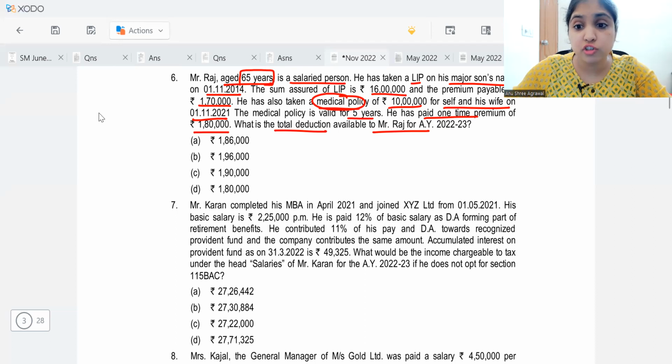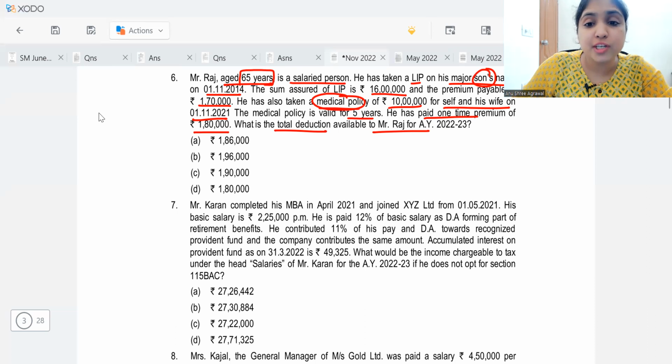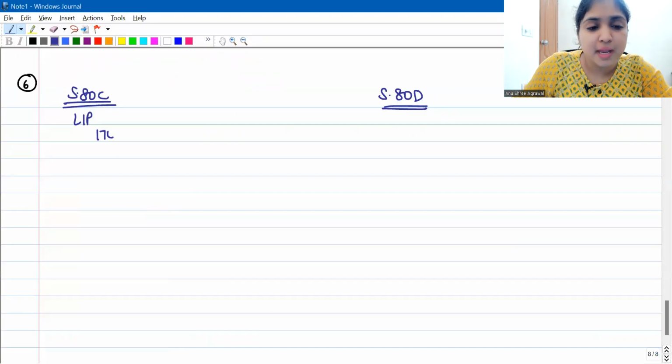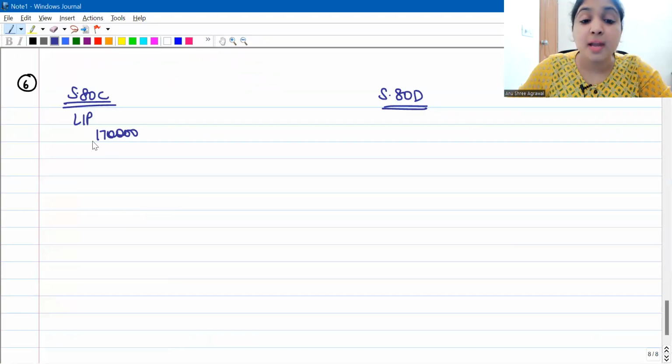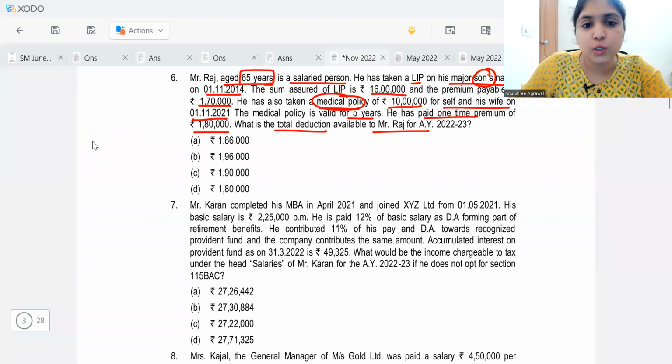So self, spouse, children, here my assessee is paying life insurance premium for his son. His son is major, that doesn't matter. Self, spouse, children, son comes under children, covered. How much premium is he paying? He is paying 1,70,000 premium. But when did he take the policy? He took the policy on 1st November 2014.